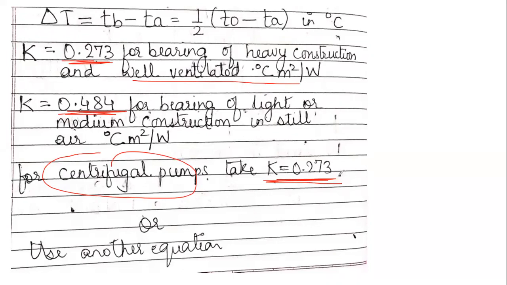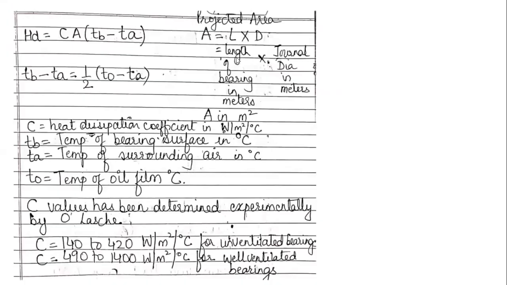But unfortunately, we will not be using this equation. We will be using the other one, which I have explained while discussing heat balance or thermal condition. That is, heat dissipated is C A (TB minus TA), where C is the heat dissipation coefficient in watt per meter square per degree C, which will be given to you in the numerical. A is the length of the bearing times the journal diameter. The values you have to select in meters, that you should remember.